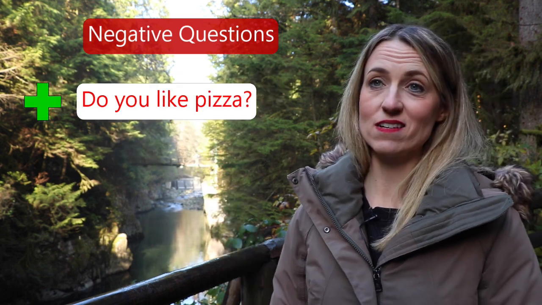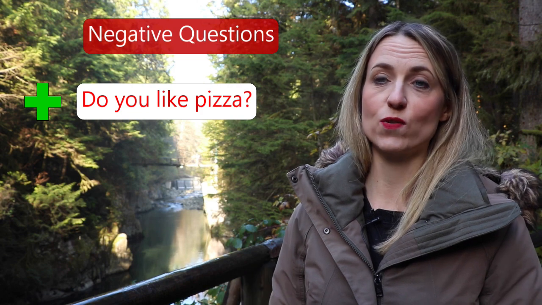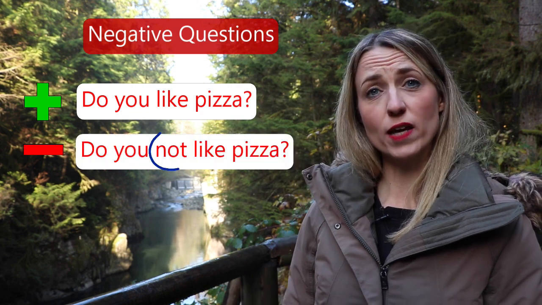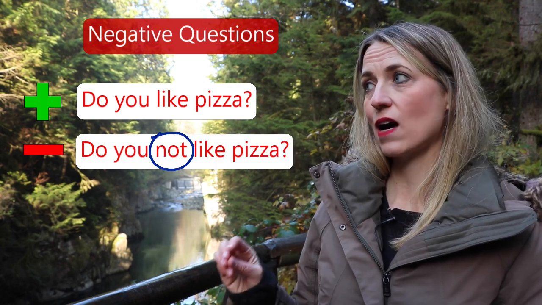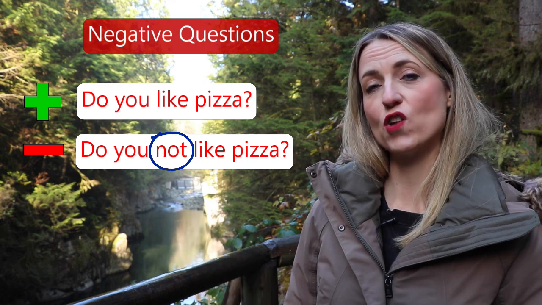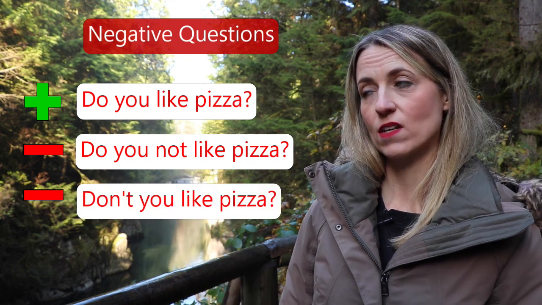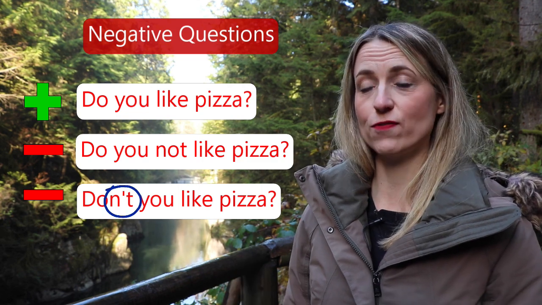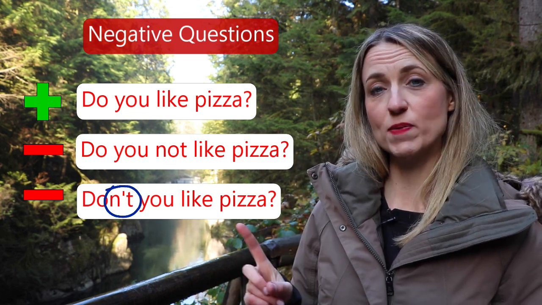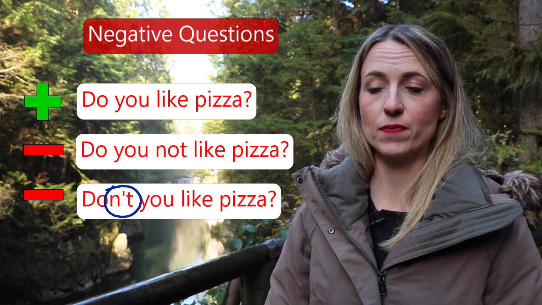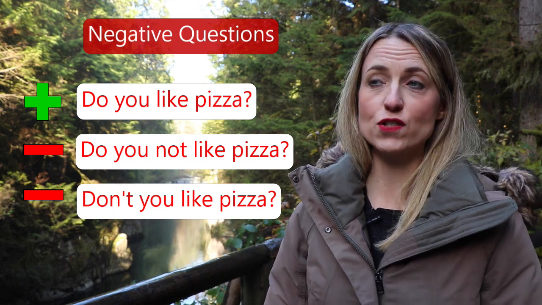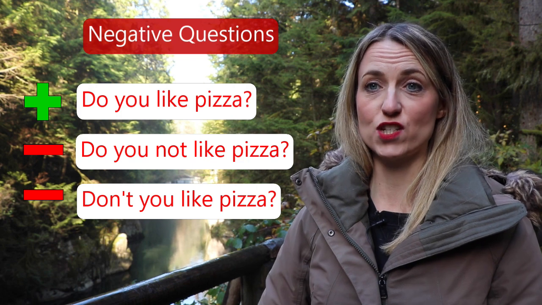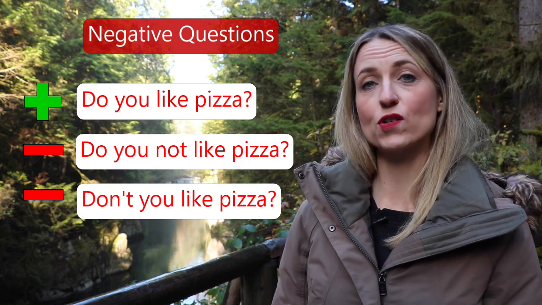"Do you like pizza?" This is our positive question. "Do you not like pizza?" This is our uncontracted form with not in third position. "Don't you like pizza?" This is our contracted form with the not in first position with the auxiliary verb. Be aware of where the not goes in each of these negative questions, depending on whether you use the contracted form or not.